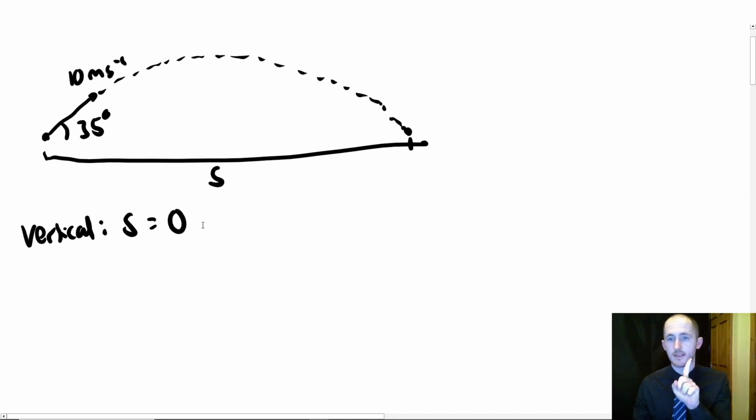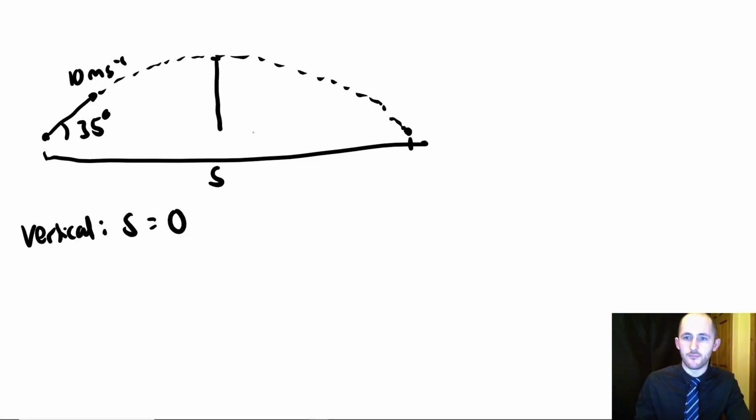Now here's where things can get a bit tricky. If they ask you what's the maximum height reached by the projectile, then your displacement isn't zero, it's some maximum value. So this is specifically because I'm talking about the end of the arc here.